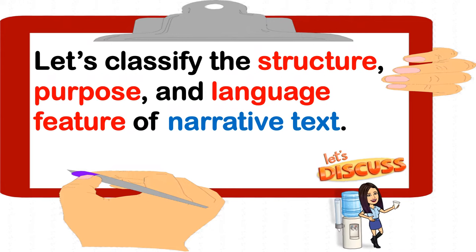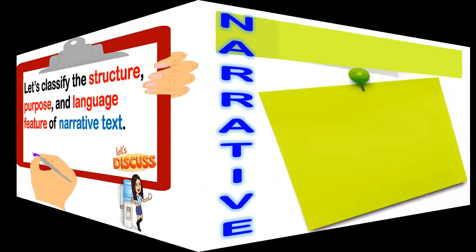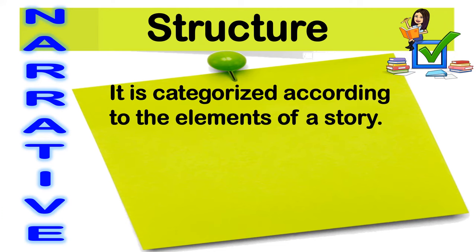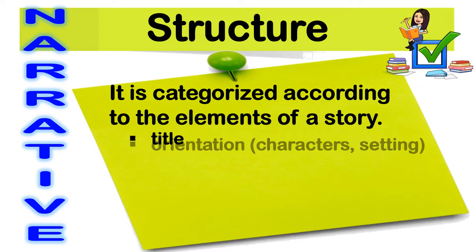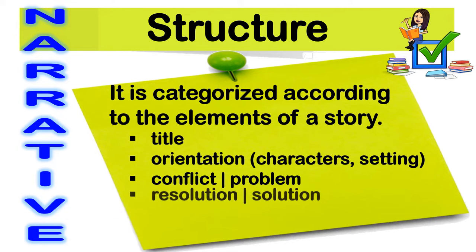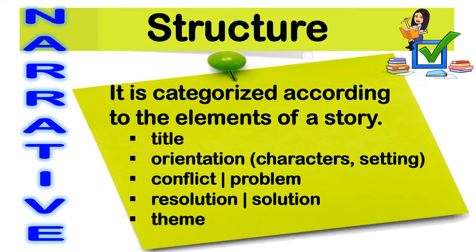Let's classify the structure, purpose, and language feature of narrative text. Structure. It is categorized according to the elements of a story. Title. Orientation, such as characters and setting. Conflict or problem. Resolution or solution. Theme.